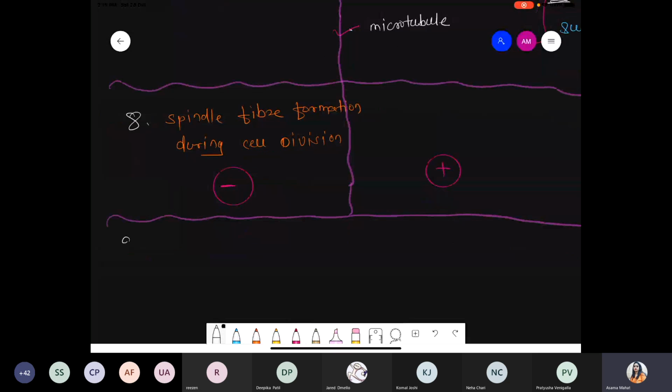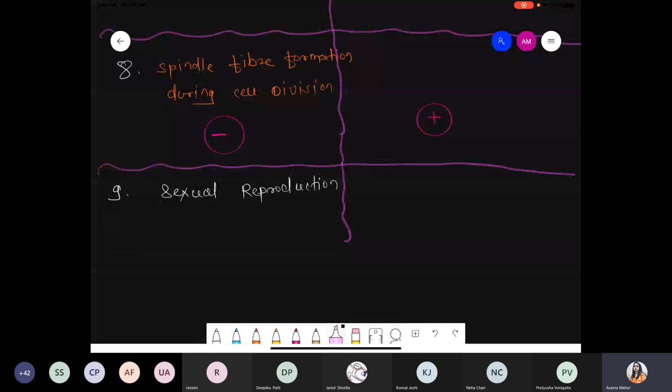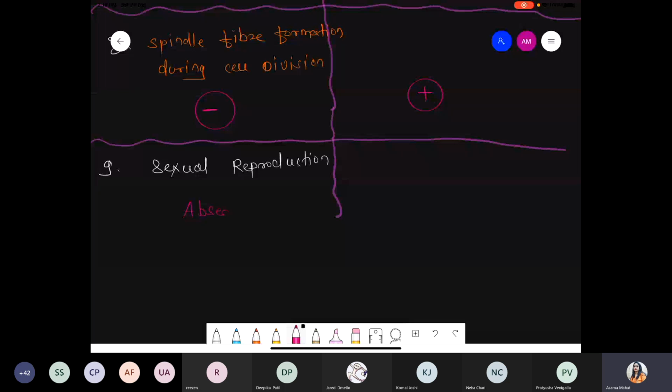Next part, we are talking about sexual reproduction. You know very well, for sexual reproduction, two parents are required, one male and another female. This condition is totally absent in bacteria, the pro, while in the eukaryotic system, the sexual mode of reproduction is present because male and female are present. But in bacteria, sexual reproduction is absent, though parasexuality is present. Can you tell me the types of parasexuality?